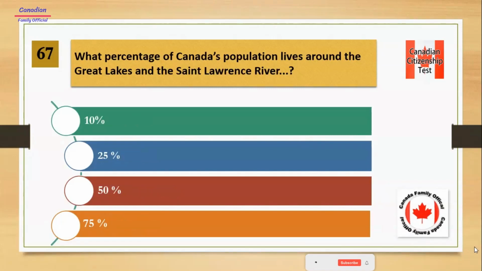What percentage of Canada's population lives around the Great Lakes and the St. Lawrence River? Number 1 10%. Number 2 25%. Number 3 50%. Number 4 75%. And the answer is 50%.